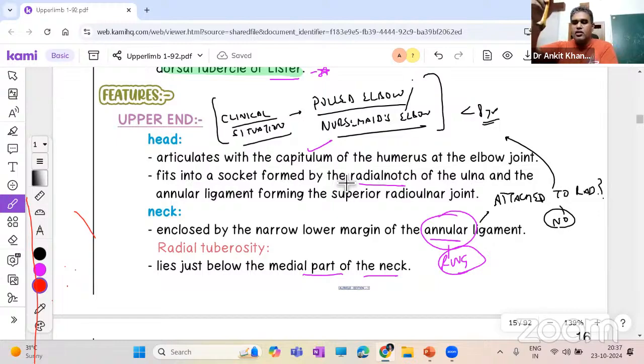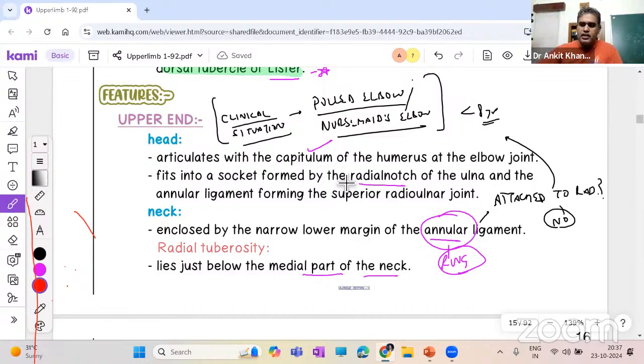Like we had the radial notch in the ulna, at the lower end of radius, remember, here you can see over here this concavity. This is for the head of the ulna. And this forms the inferior radioulnar joint, like this formed the superior radioulnar joint over here. And this over here below will form the inferior radioulnar joint.